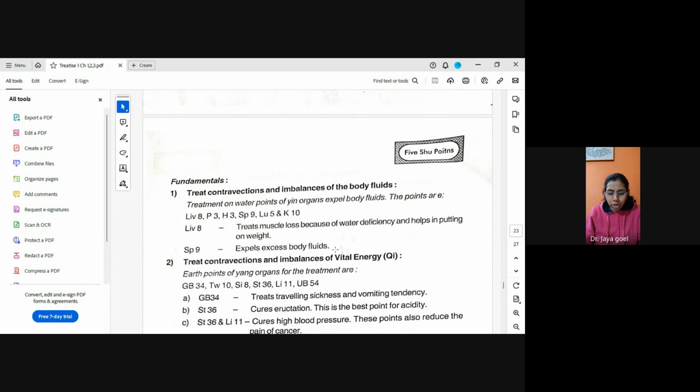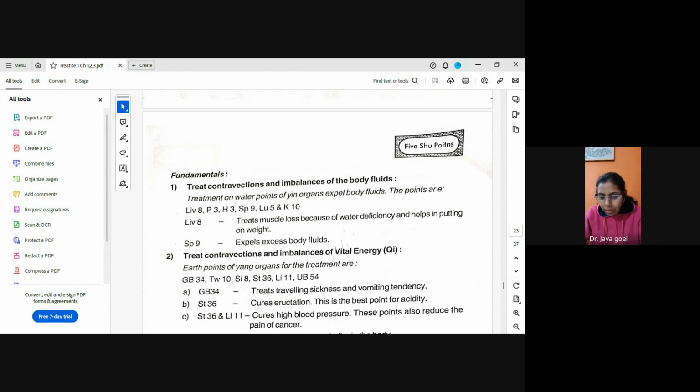Treatment of contraction and imbalance of the body fluid. When there is contraction, the body fluid is to be treated with the water points of the yin organs to expel the body fluid: Liver 8, P3, H3, SP9, LU5, and K10.